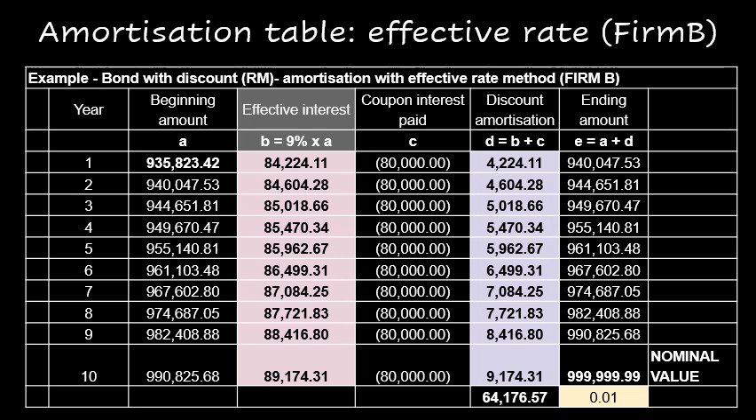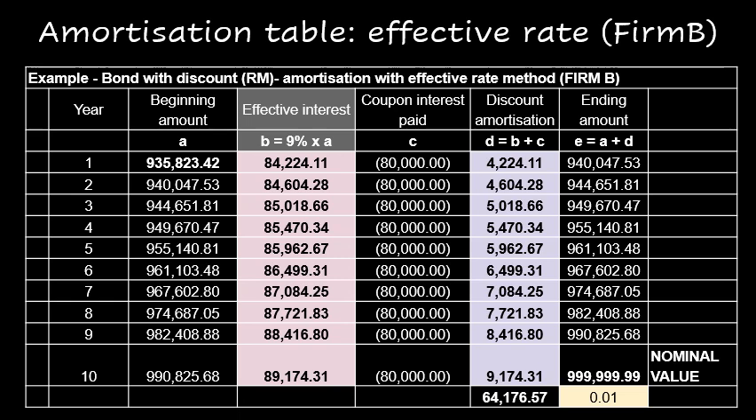Let us now do the same for FirmB. Again, for this table here, I use formula to get more accurate values. We start off with a value lesser than the nominal value of 935,823 ringgit and 42 cent. This discounted value will then increase gradually to its nominal value of 1 million ringgit by amortizing the discount.